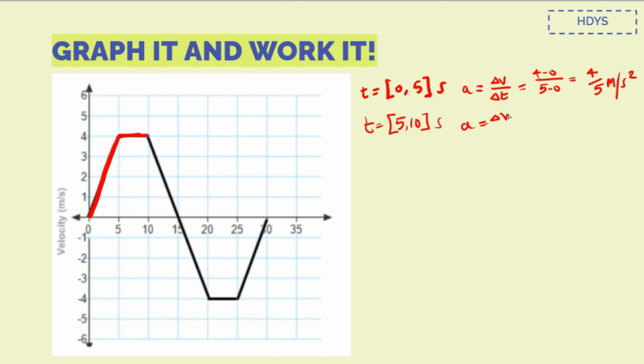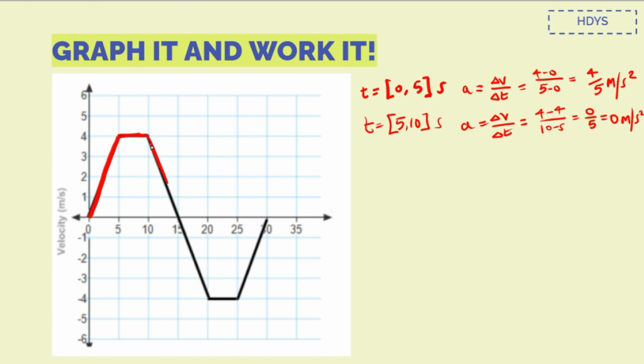Once more, we have a is equal to change of velocity over change of time. And in here, we have a constant velocity. So when you have a constant velocity, when it's not changing, it means that the acceleration is 0, because there is no change in velocity. So this just means 4 minus 4 over 10 minus 5. You get 0 over 5, and that just is 0 meters per second squared.